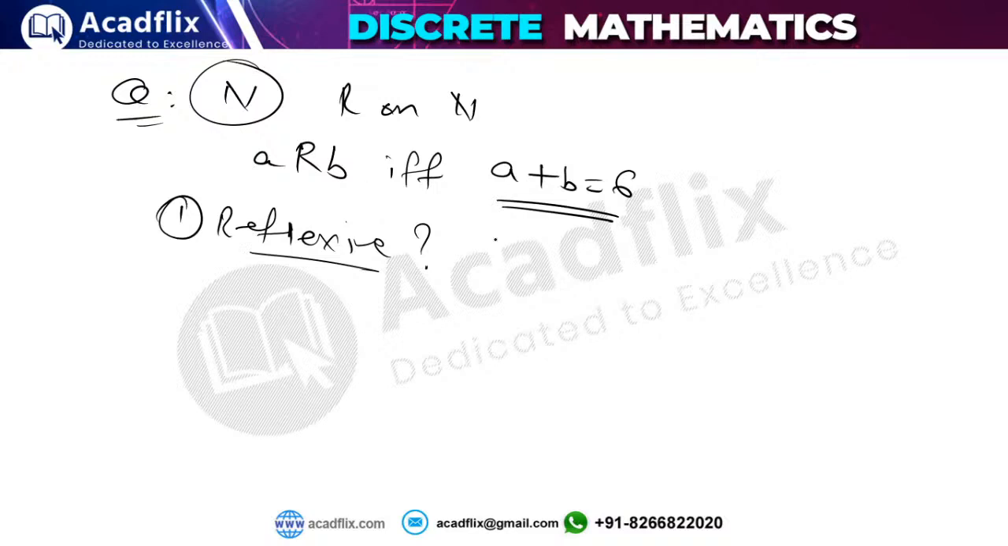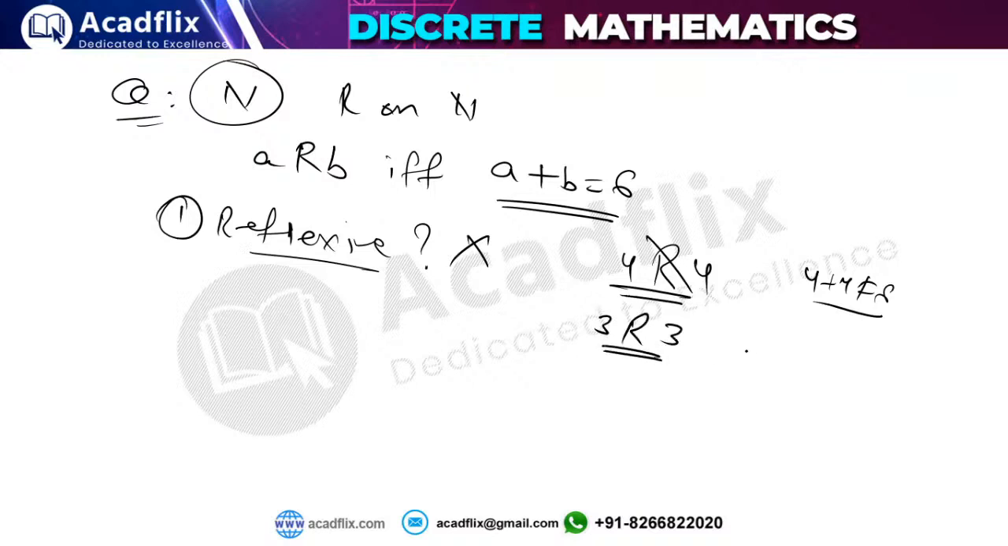Now you can try. This is not reflexive. Why? Because you can check, for example, 4 is not related to 4, because 4 plus 4 is not equal to 6. Remember, 3 is related to 3. You can check, 3 plus 3 is equal to 6. So 3 is related to 3, but 4 is not related to 4.